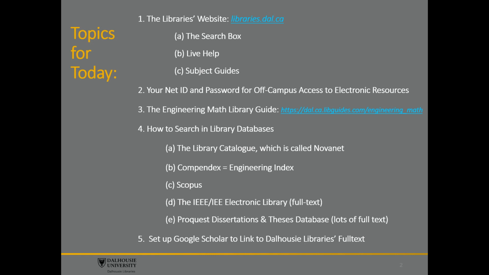We will look at the IEEE Electronic Library, which is considered a Cadillac database because it is full text. And we pay a lot for this database, but its great advantage is that it is completely full text. And then we'll look at the ProQuest Dissertations and Theses database, in which you can find master's theses and PhD dissertations, and there's quite a lot of full text in this database.